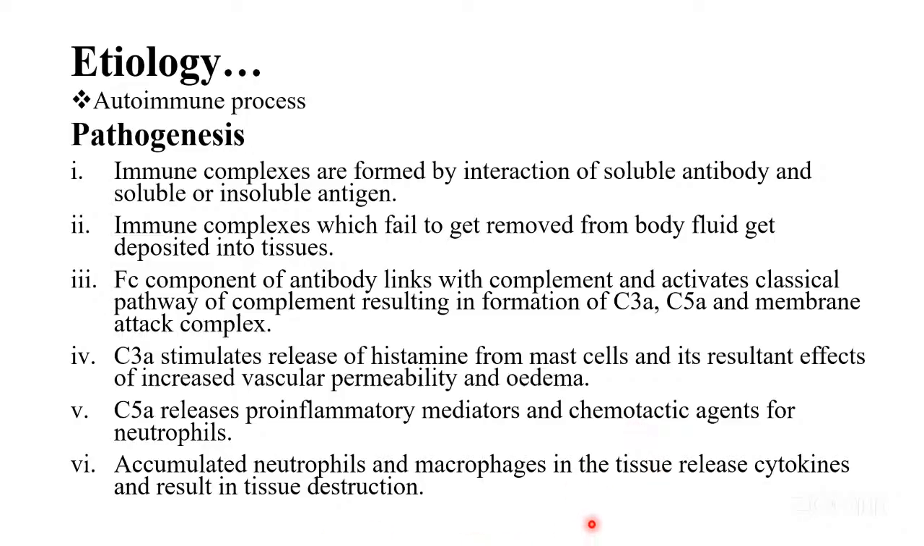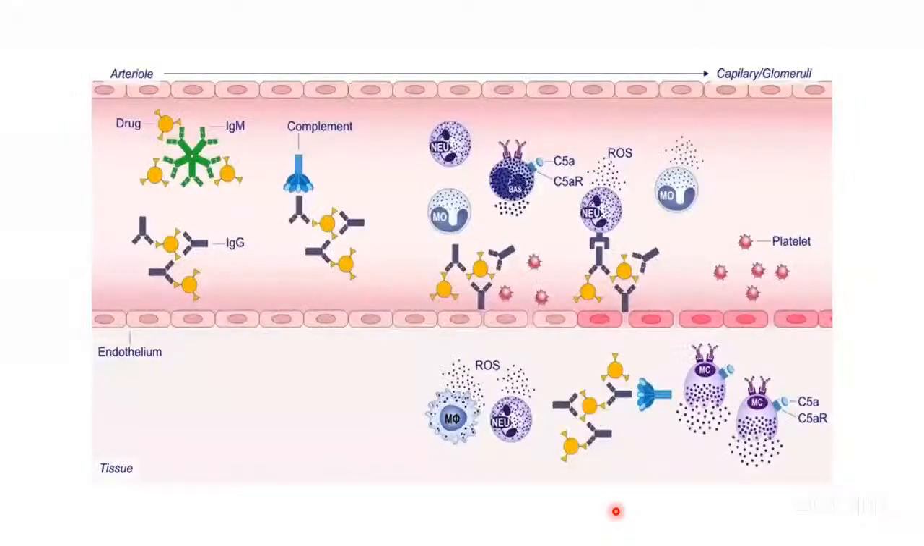Then accumulated neutrophils and macrophages in tissues release cytokines and then result in tissue injury or tissue destruction in type 3 hypersensitivity disorders. So you can see that this is the pathogenesis process where there is an antigen such as a drug, and then an antibody such as IgM. IgM is able to bind so many antigens, and we saw why it can be able to do that.